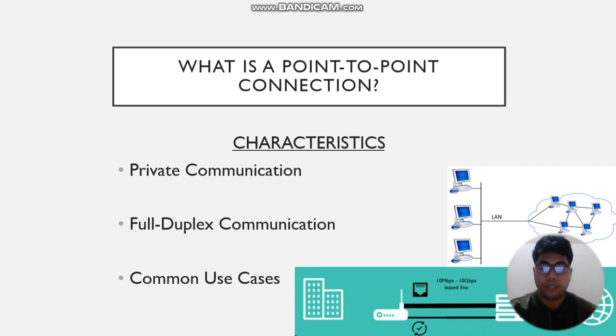A point-to-point connection is a direct link between two network devices like routers and switches. The characteristics of point-to-point connections are private communication, full duplex communication, and common use cases, which are wide area network connections. Private communication means only two devices are connected with each other, and the data can travel in both directions, thus full duplex communication.